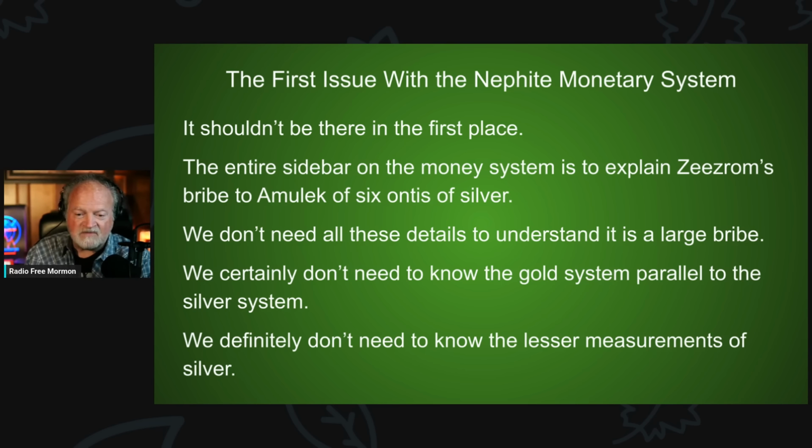And then when you get to the lower values, lower than the senum, which is the basic unit, like our dollar in the US, the senum or the senine is the basic unit. And below that, the lesser values, like we would call change or coins, we have that only in the silver system. We don't have that in the gold system. So that's what they have there in Alma 11. We definitely don't need to know the lesser measurements of the silver, right?